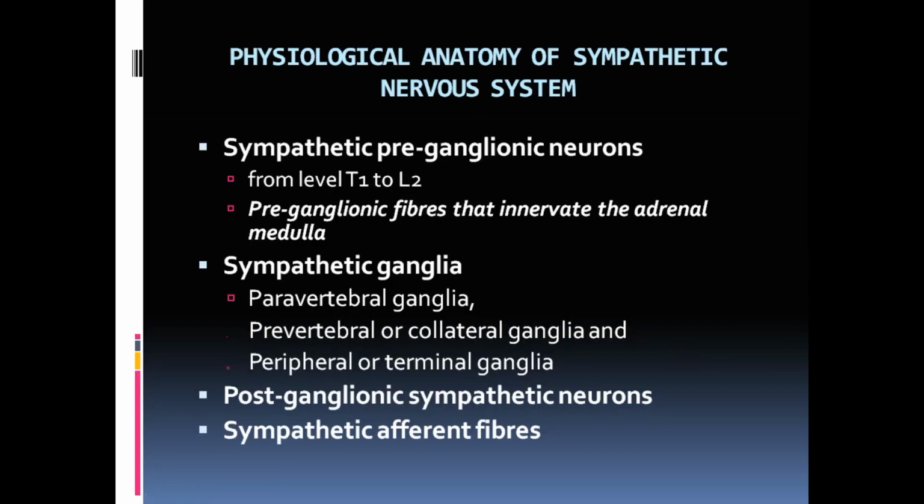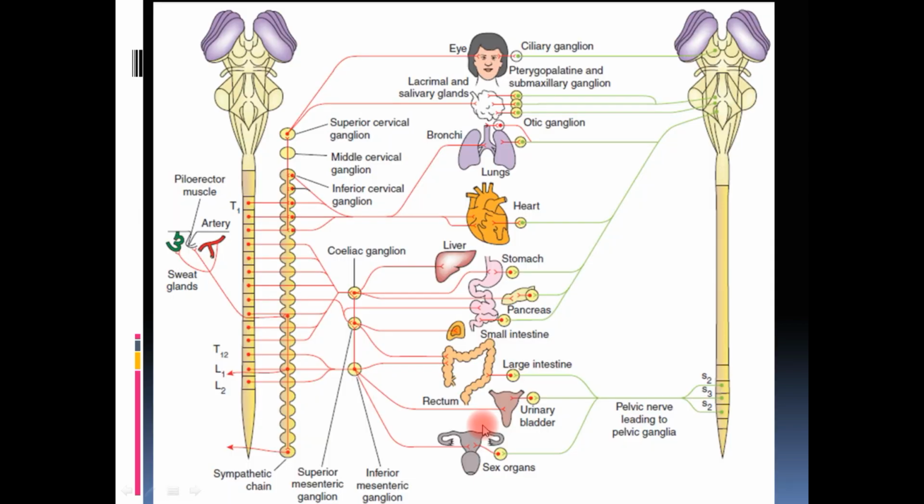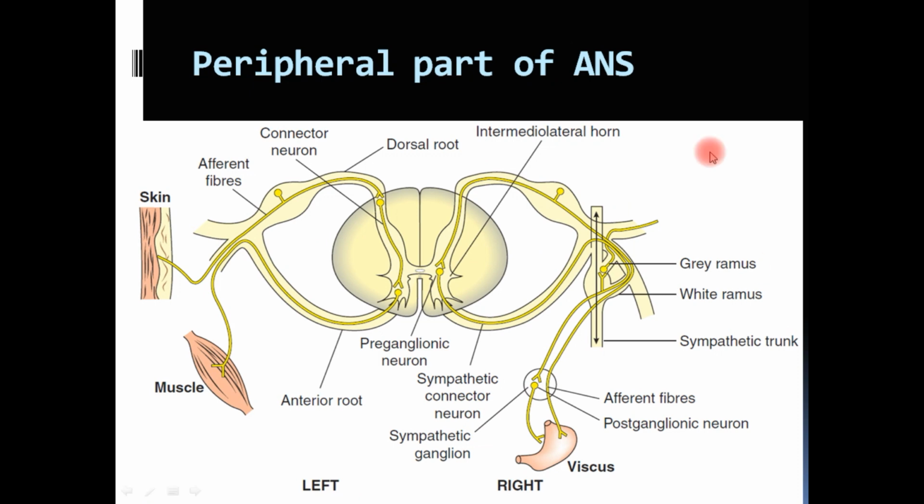As the autonomic nervous system is mainly based on reflex activity, to complete the circuit, let us see the sympathetic afferent fibers, and where they are coming from. The sensation from the organ comes through the afferent fibers whose cell body is located in the dorsal root ganglion, and this sensation is then passed on to the preganglionic fibers which are located in the intermediolateral horn of the spinal cord.